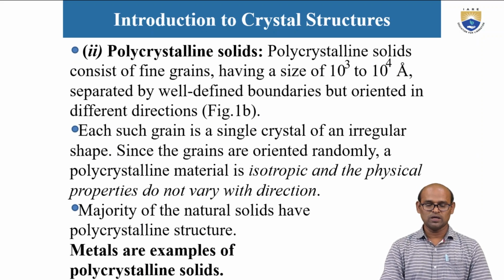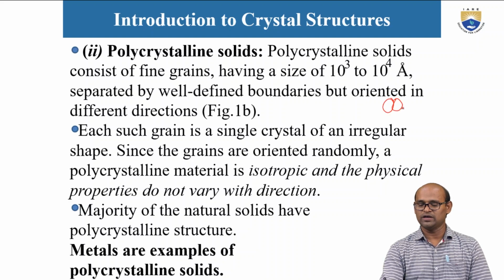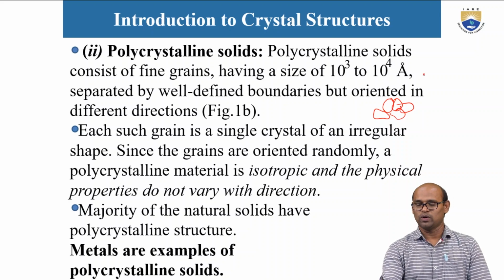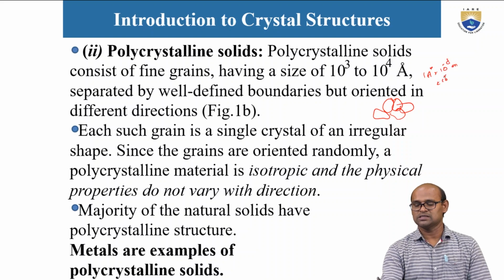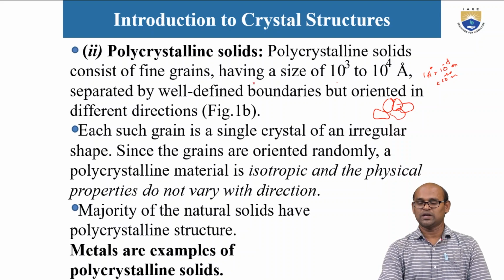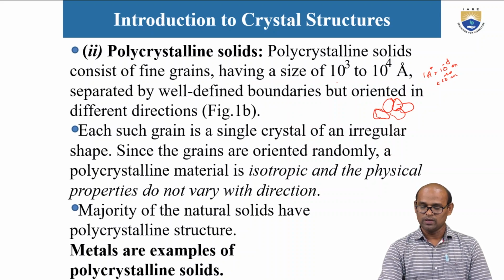So the next one is polycrystalline solids, polycrystalline materials. Polycrystalline solids consist of fine grains. So there are many fine grains having size of 10 power 3 to 10 power 4 angstrom. We know that 1 angstrom is 10 power minus 8 centimeters, or 10 power minus 10 meters. So it's very small. So 10 power 3 into 10 power minus 10 will be very small. Each grain is 10 power 3 to 10 power 4 angstroms, separated by well-defined boundaries. So there is a boundary between each of these grains.